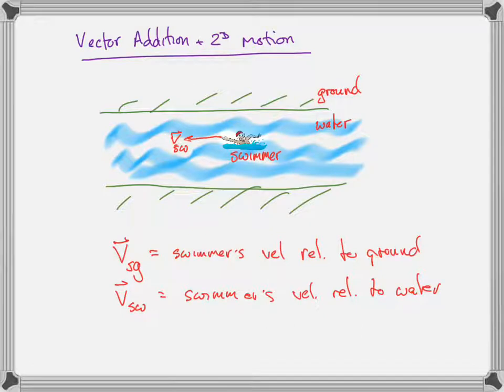Let's say, and maybe you've already thought of this, the water is not moving. Therefore, the swimmer is swimming relative to the ground at V_SW. In that case, if the water isn't moving, the velocity of the swimmer relative to the ground, or the shore, or the banks, whatever you want to call them, is equal to the velocity of the swimmer relative to the water.